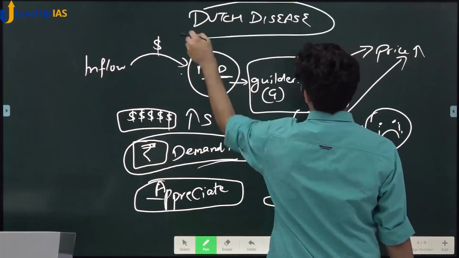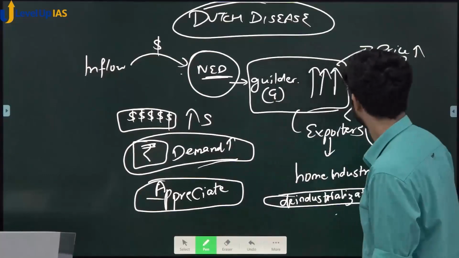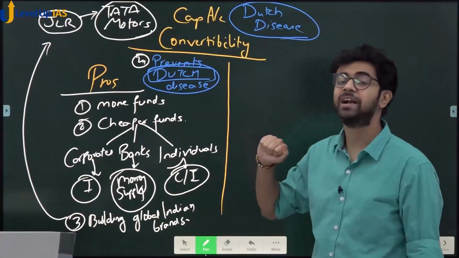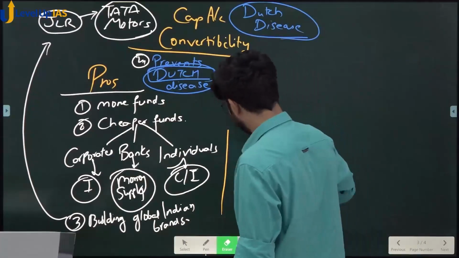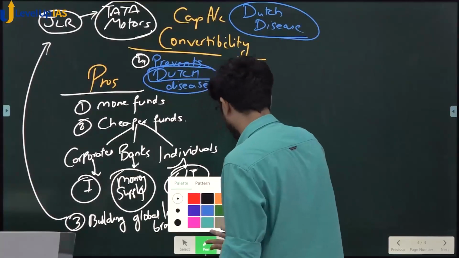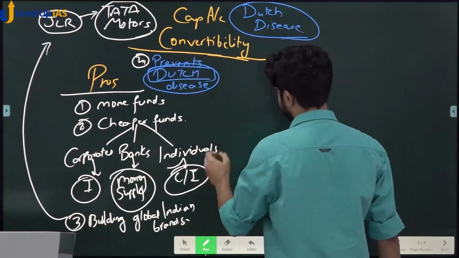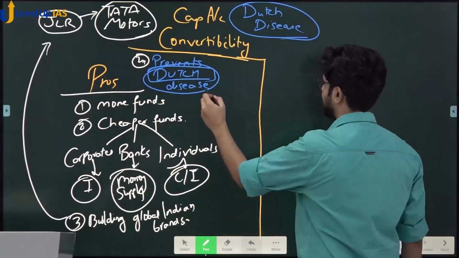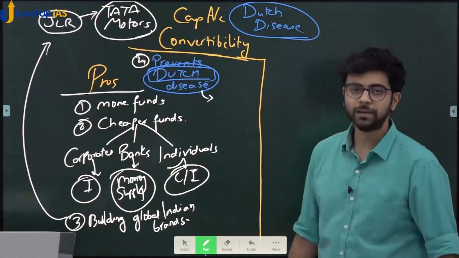Too much of anything is bad, yes or no? So too much foreign inflow is also bad, right? Now, when I say convertibility helps prevent Dutch disease, how does it prevent Dutch disease? Can you tell me? Anyone? Try to think and tell. I'll give you 30 seconds. You have to think. How does convertibility prevent Dutch disease?